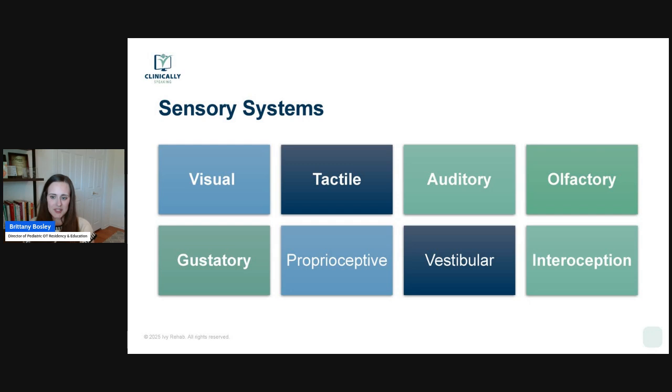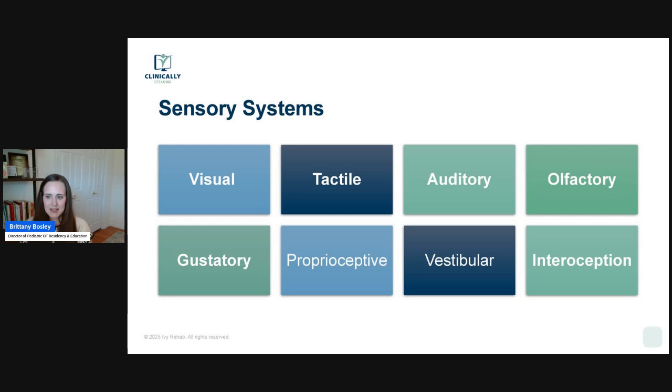Individuals who have difficulty with gustatory challenges may experience heightened or reduced sensitivity to certain tastes, making eating a challenge. For example, some may avoid certain textures or flavors due to sensory sensitivities. So those are our 5 basic ones before we head into the 3 not so well-known ones. First, we'll jump into proprioceptive.